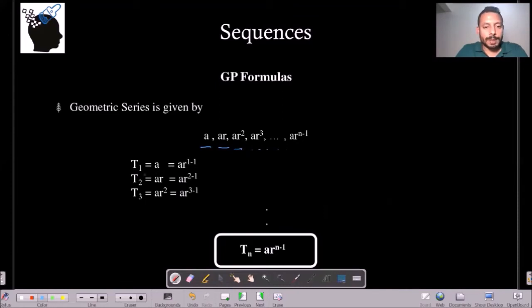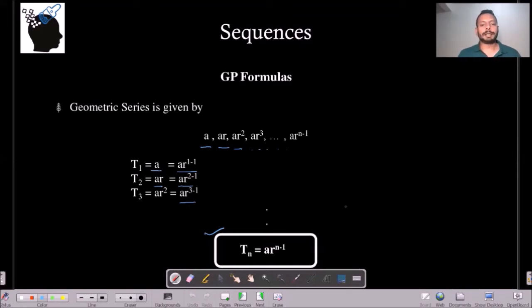So let's try to generalize the formula. The first term can be written as A, which can be written as A times R raised to 1 minus 1. The second term is AR, and it can be written as A times R raised to 2 minus 1. Similarly, the third term can be written as A times R raised to 3 minus 1. And if we go like this, then finally we can write the nth term as A times R raised to n minus 1. So remember, in a geometric progression, the nth term can be found using Tn is equal to A times R raised to n minus 1.